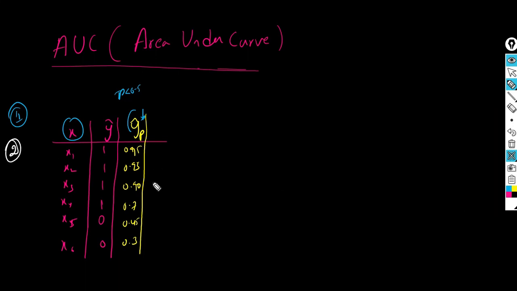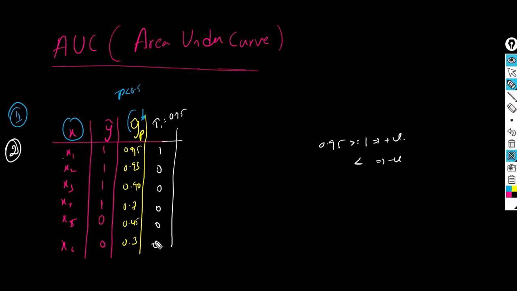In the second step we will consider various threshold values. First start with 0.95 as the threshold value. If the probability is greater than or equal to 0.95, we classify it as positive. If less than that, we classify it as negative. This is T1 with 0.95. This way, only one point is 1 and all the remaining are 0.